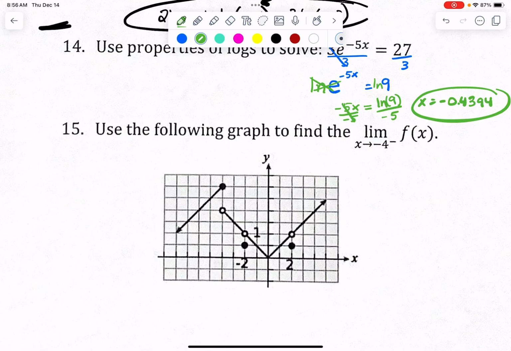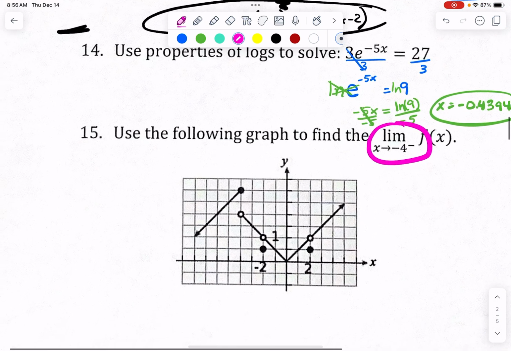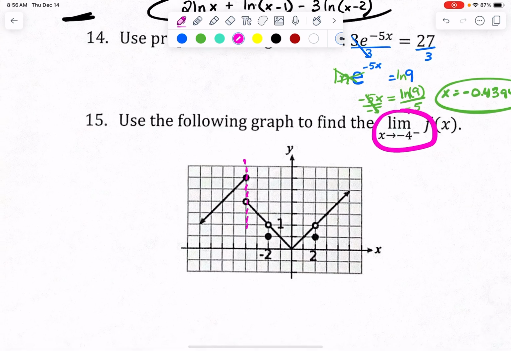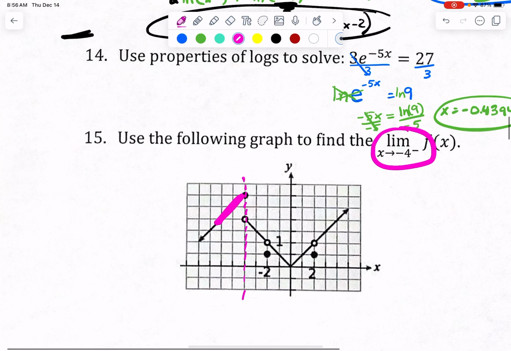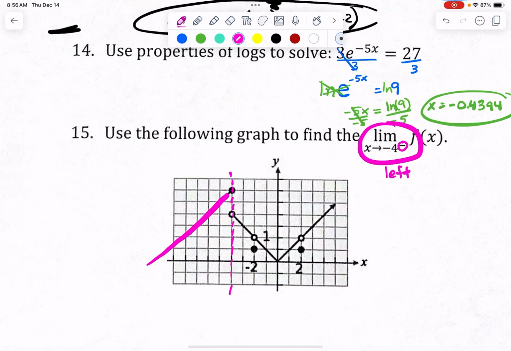Number 15, I lied to you yesterday when I said we were done with limits. This is the last limit question, but they're asking you to analyze the graph. And so here we're finding the limit as x goes to negative 4. Okay, so negative 4 is like this spot right here. So we're looking at either this side or this side. And since it is minus, that means negative 4 from the left. So as we're coming in from the left side, what y value is it approaching for negative 4? And that is going to be, whatever it is, 1, 2, 3, 4, 5, 6. A y coordinate of 6. So the limit as x goes to negative 4 from the left is going to be positive 6.